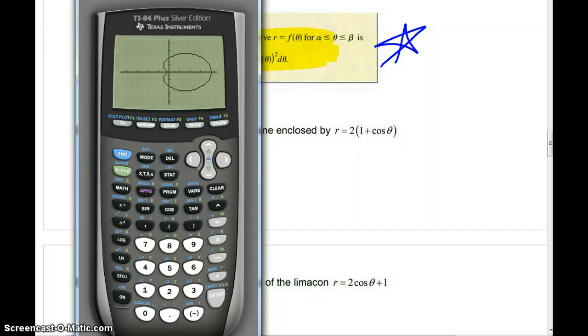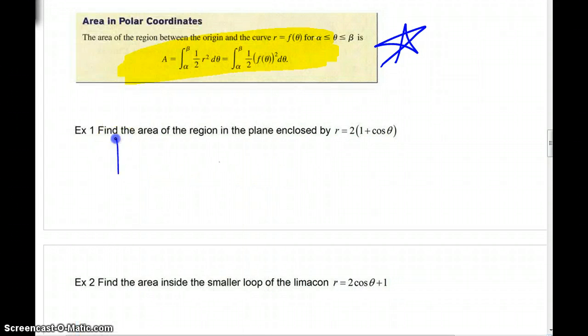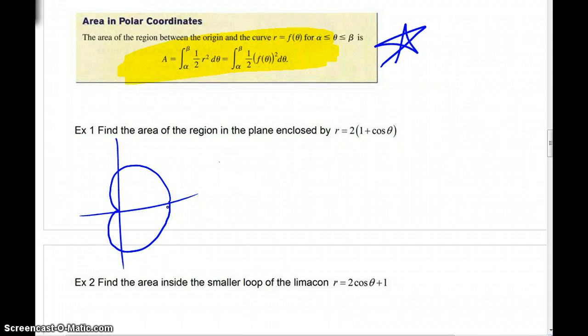And the cardioid, of course, looks something like a heart. And so we could see very quickly that our shape looks something akin to this. Now, I think it's very important for us to talk about the angle boundaries. The angle boundaries are so very important.